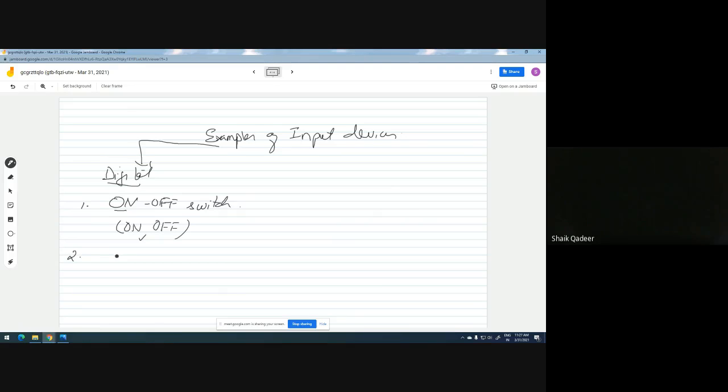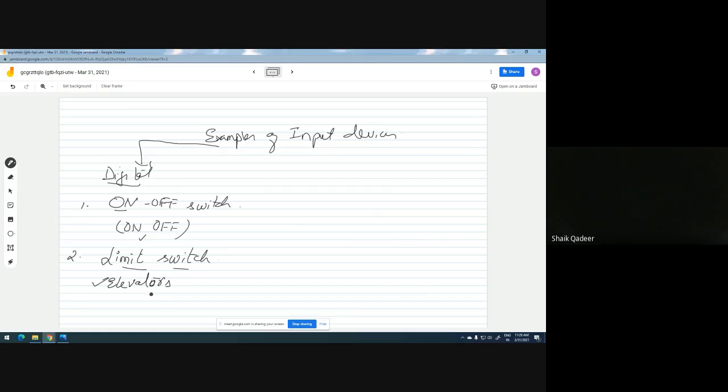Any other input device? I'm just giving, please justify. Limit switch. Where will you find limits? Wo bata dunga main aapko. Elevators. It is available in almost all elevators. Limit switch. Okay, can we say that limit switch belongs to which category? If yes, how?